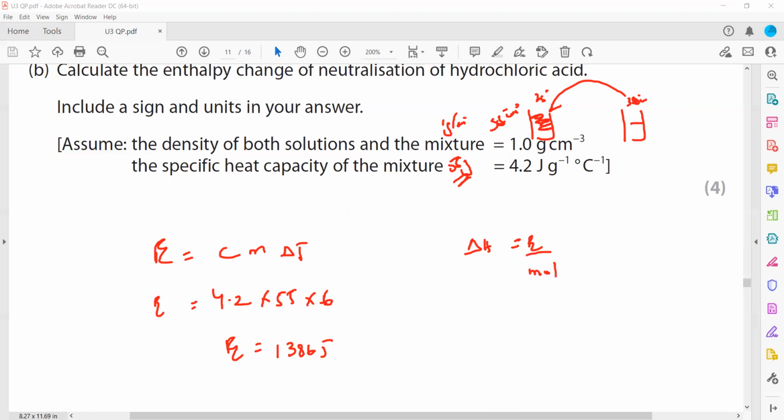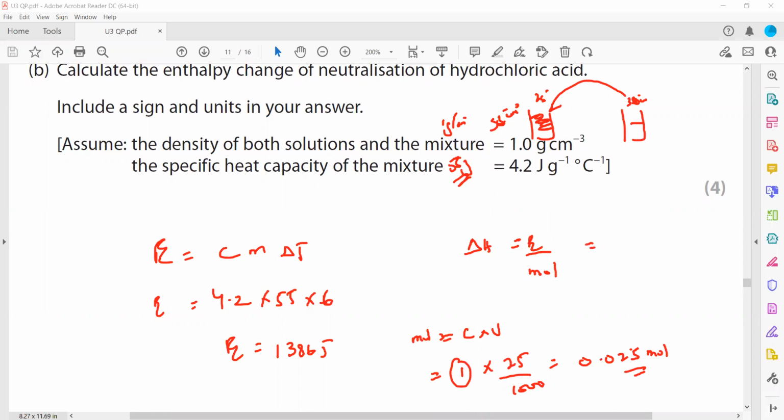So how many moles of hydrochloric acid are used? That is concentration times volume. So moles equal concentration times volume. Concentration in the beginning, we used 1 mole per dm³. And the volume was 25 cm³, but that should be in dm³. Moles is concentration times volume. The concentration of the solution is 1 and the volume is 25 divided by 1000, so it is 0.025 moles.